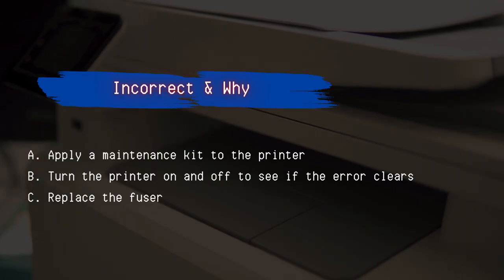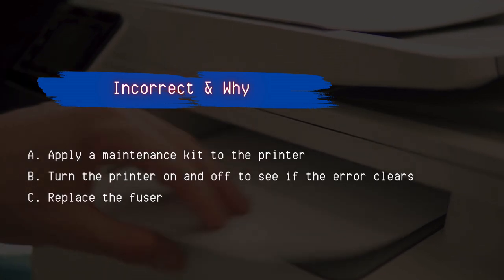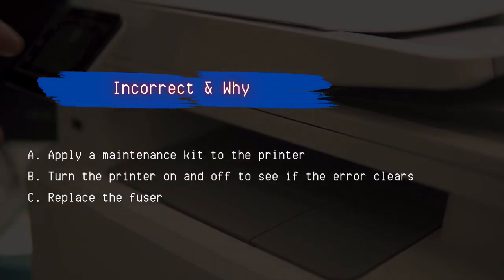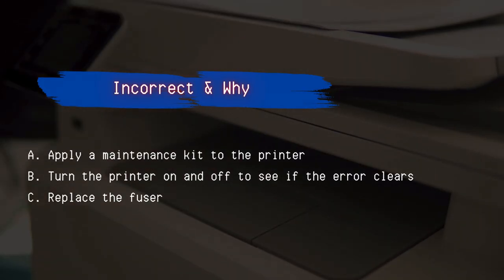B. Turn the printer on and off to see if the error clears. Power cycling might clear minor temporary errors, but will not resolve a physical paper jam, as indicated by the error message. C. Replace the fuser. Now, replacing the fuser is a costly and time-consuming step, usually only necessary if there is confirmed damage to the fuser after inspecting and attempting to clear any paper obstructions.